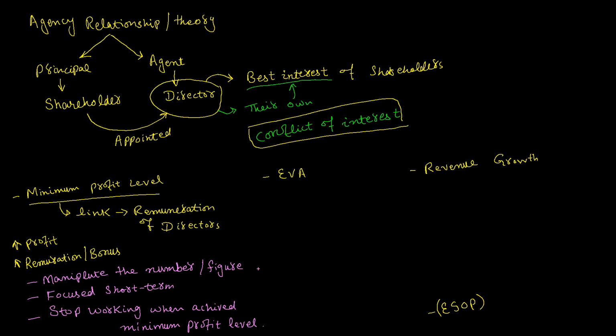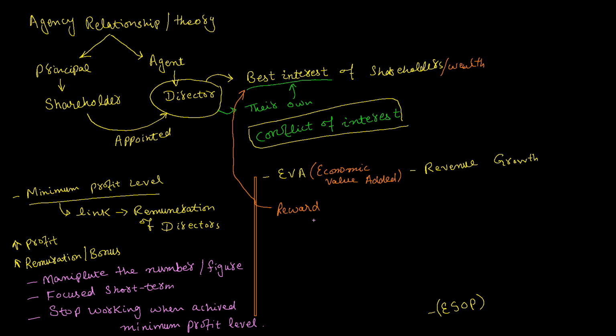Okay, now if we talk about EVA, then it is the abbreviation of economic value added. According to this concept, the director of the company can get more reward only when it works in the best interest of the shareholders to increase their wealth. But the problem is, bonuses or reward calculation can be complex. Okay.